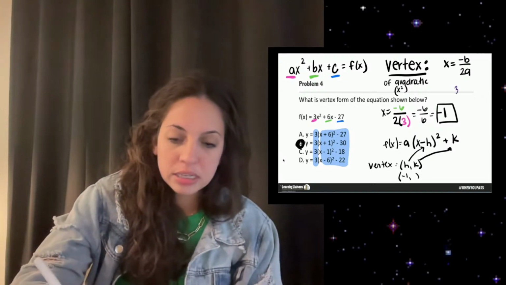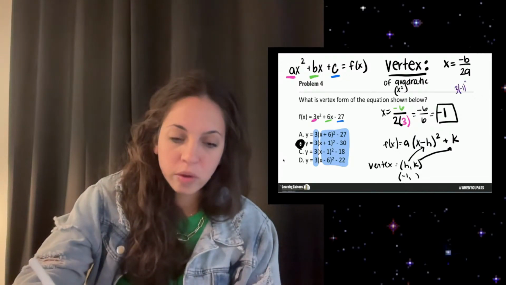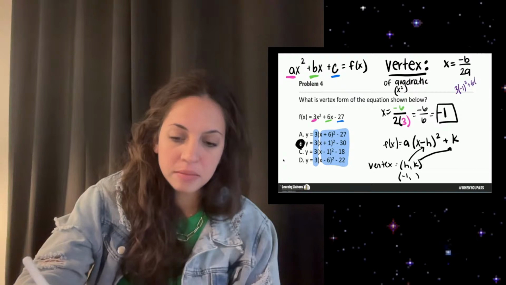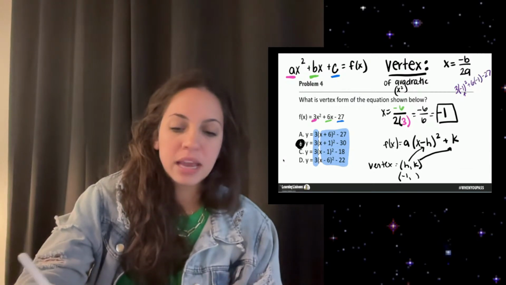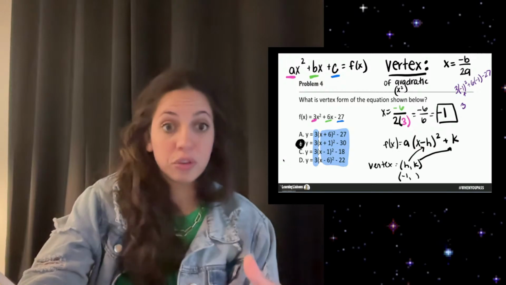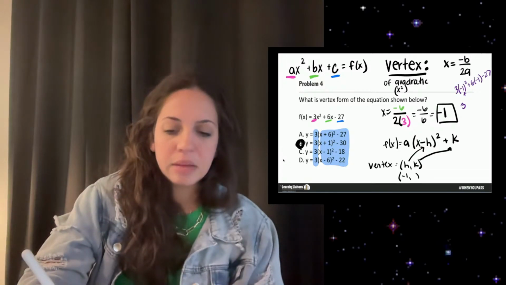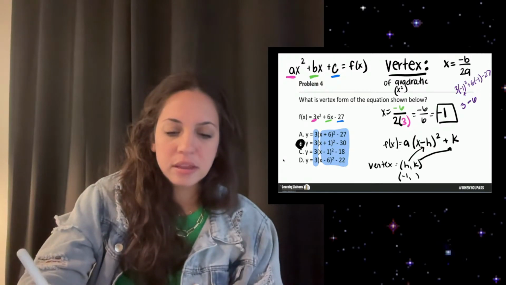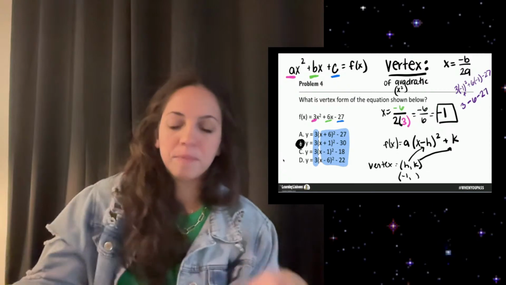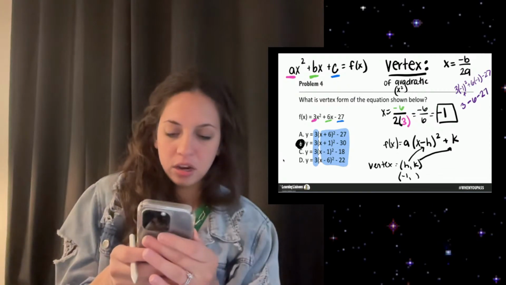So 3 times negative 1 squared plus 6 times negative 1 minus 27. Negative 1 times negative 1 is positive 1, so 3 times 1 is 3. 6 times negative 1 is negative 6 minus 27. Handy dandy calculator.